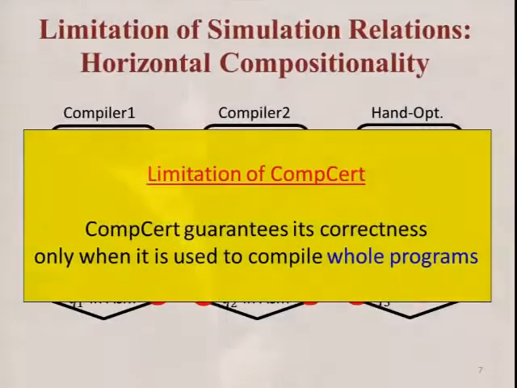Okay. So since the simulation relation does not support horizontal compositionality, CompCert has a significant limitation, which is that its correctness is only guaranteed when the compiler is used to compile whole programs without using any form of linking. Right? Only then is the correctness guaranteed. Okay, that's quite a significant limitation.